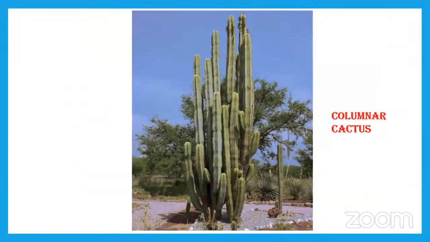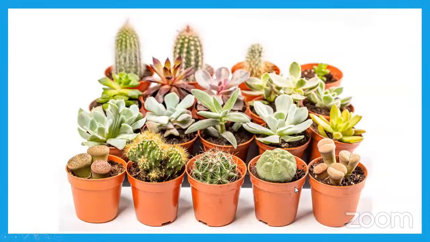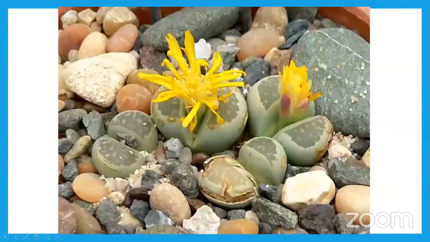Columnar cactus. This one also we can see in our area. These are the desert plants, succulent plants. Succulent plants means the plants which store water in their stem. We observed in our locality, the best example we are observing every day is aloe vera. Aloe vera is a succulent plant, kalabanda.